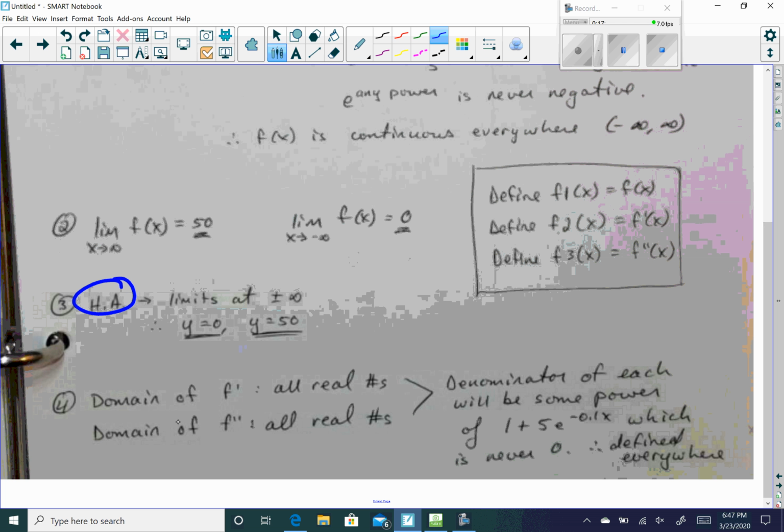Now, as you were finding the derivatives of each one on your calculator, again, it looks very similar to what we were already given as our function. So the domains of each of those, the first and second derivatives, are also all real numbers. The denominator of each will be some power of this 1 plus 5e to the negative 0.1 x, which is never equal to 0. Therefore, they are defined everywhere, so their domains are also all real numbers.